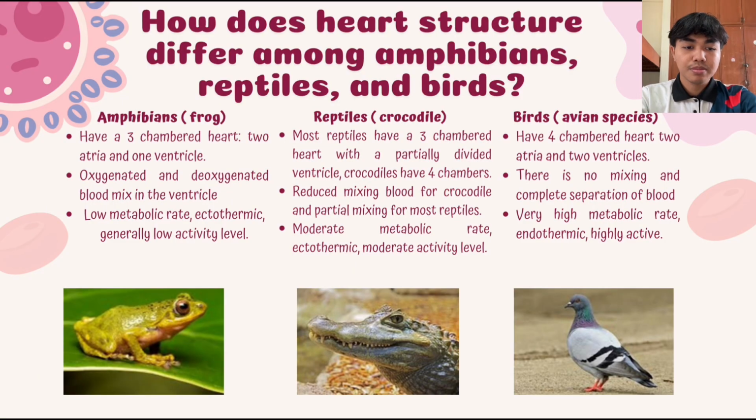Lastly is bird. Bird have a 4-chambered heart, 2 atria and 2 ventricles. For blood mixing, there is no mixing and complete separation of blood. For metabolic support, very high metabolic rate, endothermic and highly active. An example for bird is pigeon.